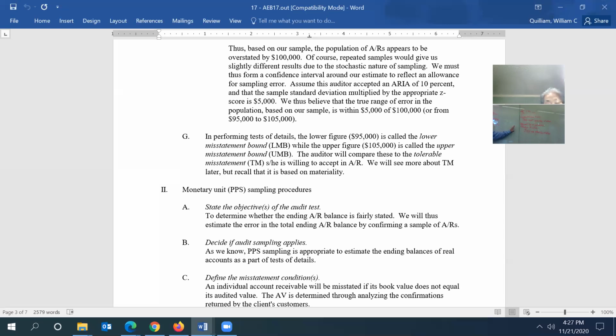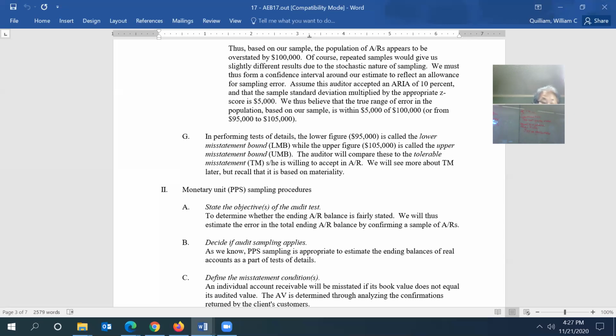But let's say tolerable misstatement is 110,000. We're clearly willing to accept more than this maximum total of $105,000 because we were willing to accept up to $110,000. So in that case, our conclusion is the population is fairly stated.